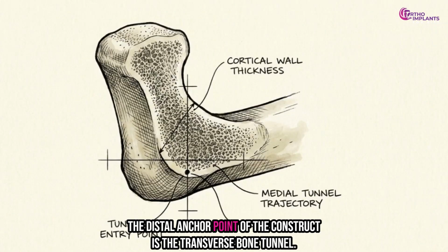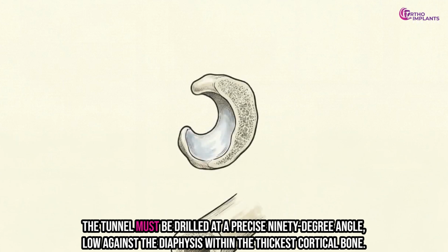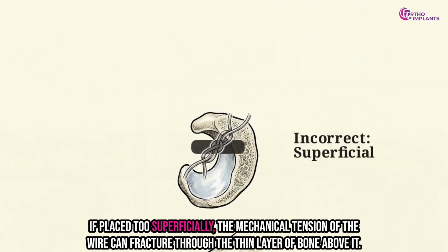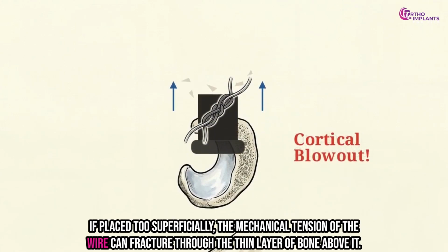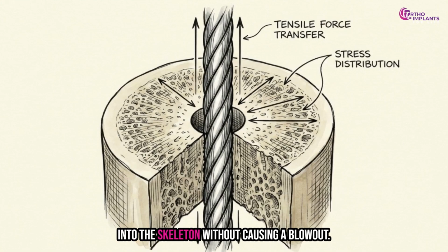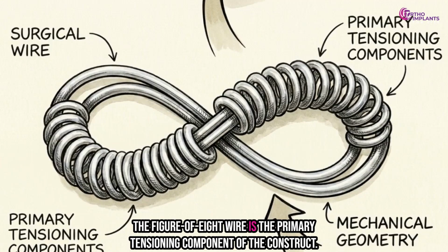The distal anchor point of the construct is the transverse bone tunnel. The tunnel must be drilled at a precise 90-degree angle, low against the diaphysis within the thickest cortical bone. If placed too superficially, the mechanical tension of the wire can fracture through the thin layer of bone above it. A precise tunnel placement ensures that the tensile forces safely transfer from the wire into the skeleton without causing a blowout.